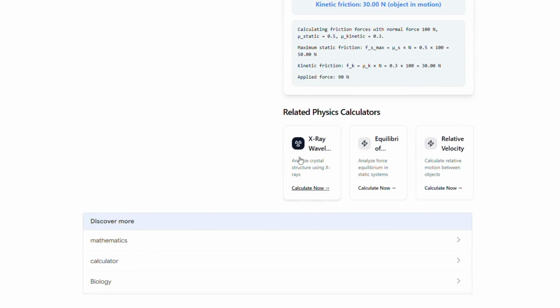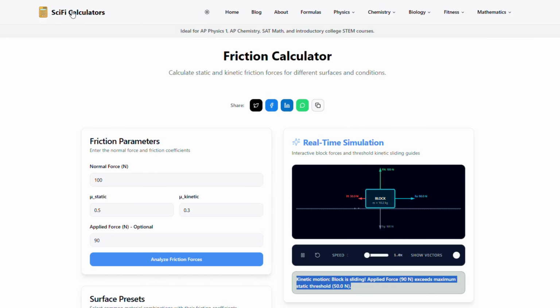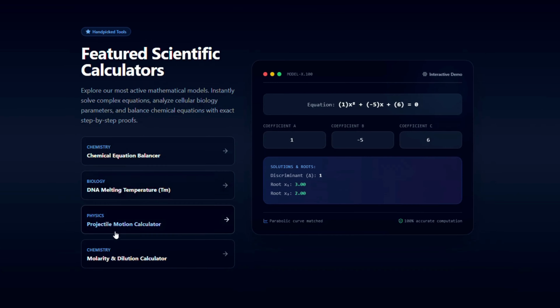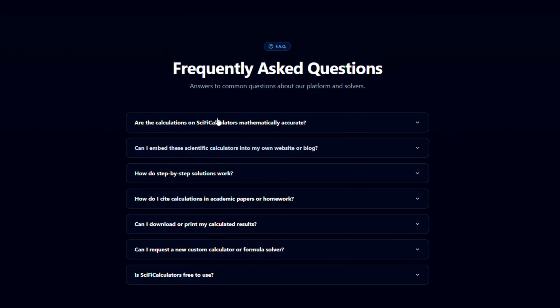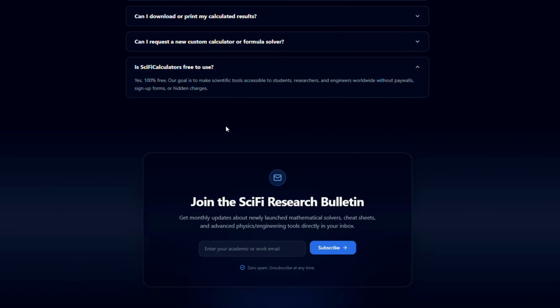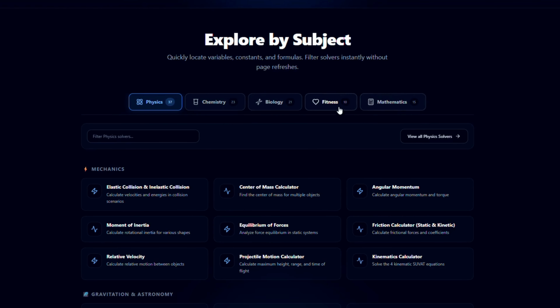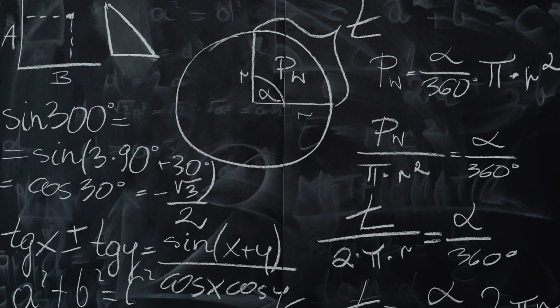You get the maximum static friction force, the kinetic friction force, and a real-time simulation showing exactly what's happening between the two surfaces. Not sure about the friction coefficient? No problem. Just pick from the built-in surface presets, like rubber on concrete, wood on wood, or metal on metal. You also get a full step-by-step breakdown of how the result was calculated.